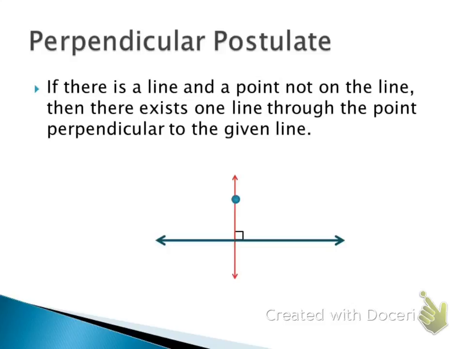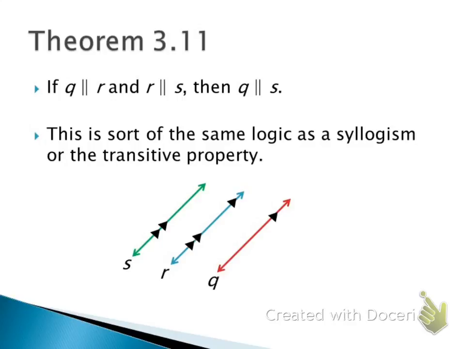So this is the perpendicular postulate. It's pretty much like the parallel postulate. It says if there is a line and a point not on the line, then there exists one line through the point perpendicular to the given line. So exactly the same as the last one, except now they're perpendicular instead of parallel. Any questions? No. All right. Here's the next one.